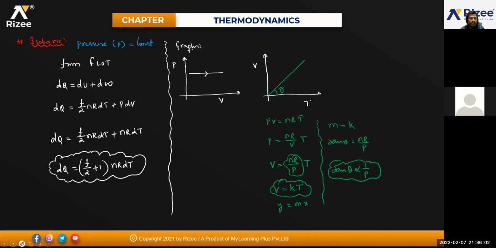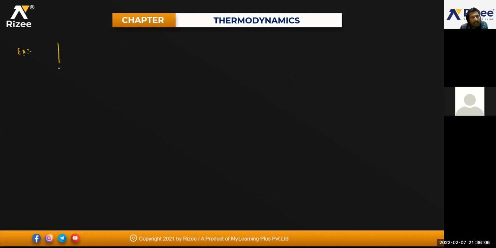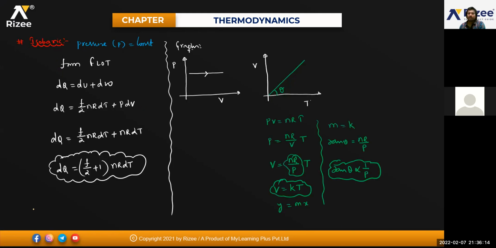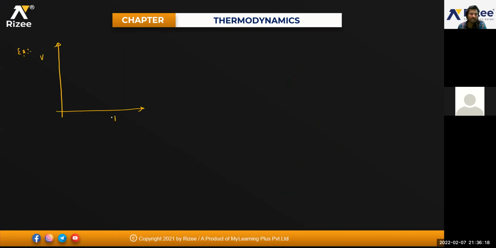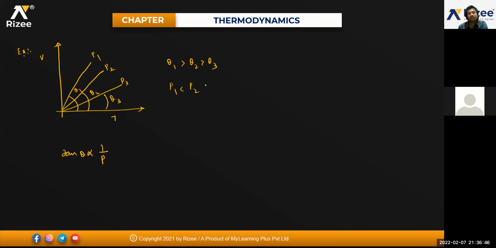Take an example for this one, beta. Like, say, this one is a VT graph. So this is your volume and this is your temperature. So if I take the graphs like this one, this one is at pressure P1, this one is P2, this one is P3. This one is theta 1, this one is theta 2, and this one is theta 3. So obviously theta 1 is greater than theta 2 is greater than theta 3. So what I told you, tan theta is inversely proportional to pressure. So if theta 1 is greater, P1 will be lesser than P2, P2 will be lesser than P3. Or else I can say that P3 is greater than P2, P2 is greater than P1. Any doubt, anyone? Is it clear?